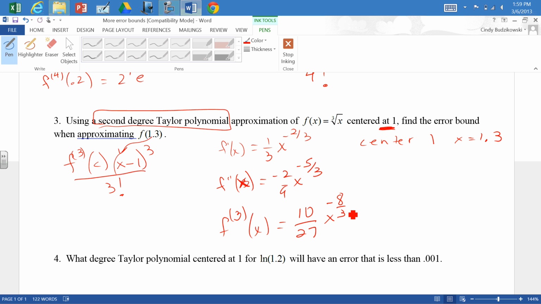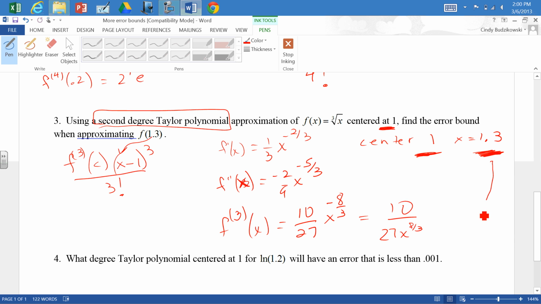So let's see. We are going to have to figure out whether we plug in 1 or 1.3 to figure out which one gives us our largest derivative. So, let's remember that 10 over 27 x to the 8/3. That 8/3 will go in the denominator because of the negative exponent.